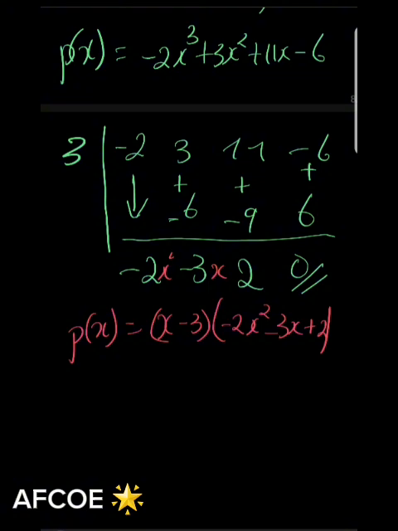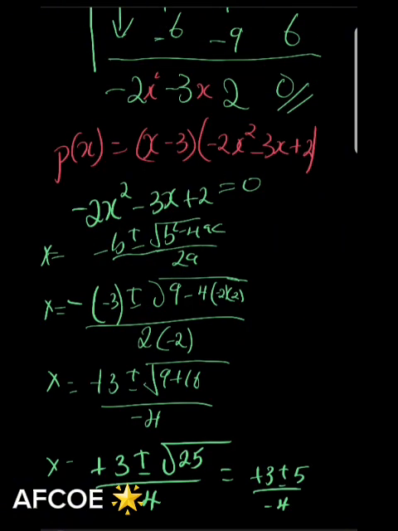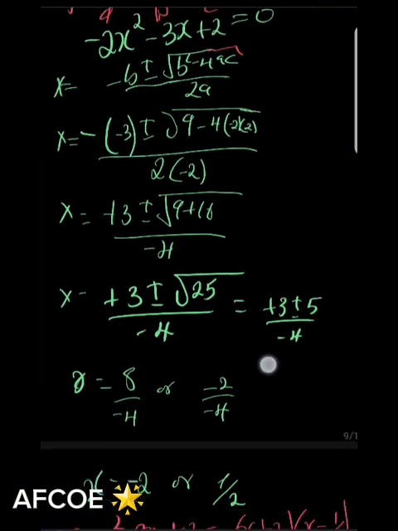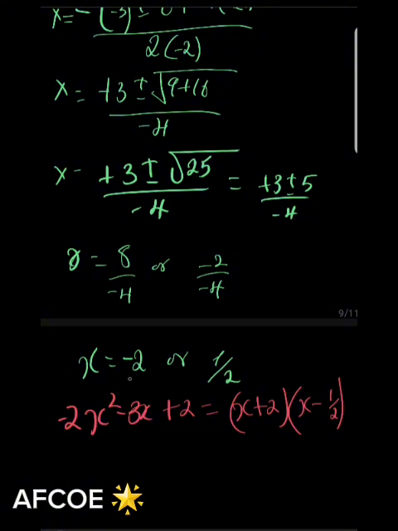I paused the video and used the quadratic formula: negative b plus or minus the square root of b squared minus 4ac, all over 2a. This is my a, the coefficient of x squared, this is my b, and this is my c, the 2, which is the constant. From there I just did the math, and you can screenshot and follow along, and I got x to be equal to negative 2 or a half. So in other words, this is simply the product of x plus 2 and x minus a half.